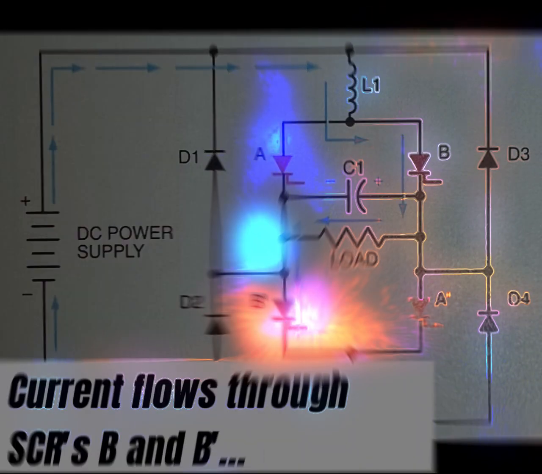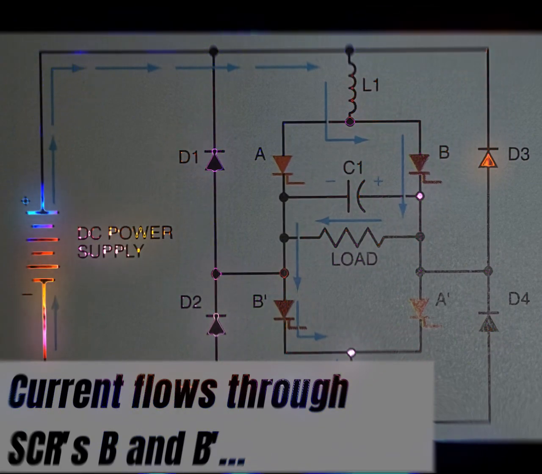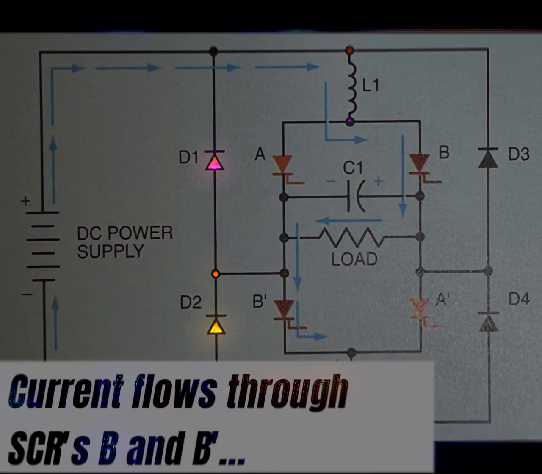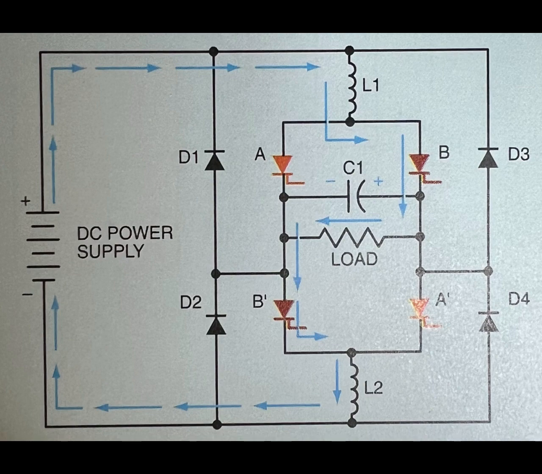To produce the next half cycle of AC current, SCRs A1 and A2 are gated on again. The negatively charged side of capacitor C1 will now cause the current to stop flowing through SCRs B1 and B2 and begin flowing through SCRs A1 and A2. The frequency of the circuit is determined by the rate at which the SCRs are gated on.